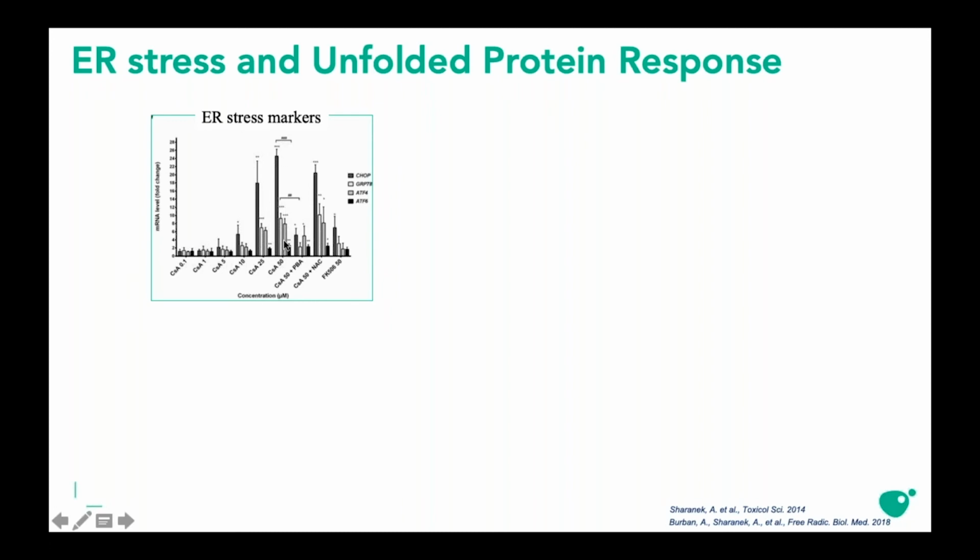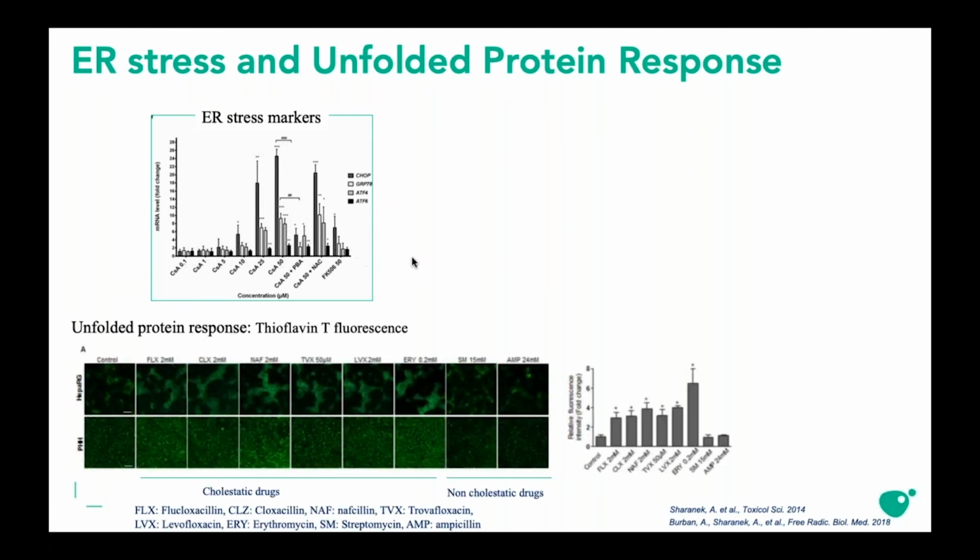The induction of ER stress was also analyzed after antibiotic exposure using thioflavin T dye. An early onset of misfolded protein accumulation was revealed by the enhanced fluorescence of thioflavin T in HepaRG cells and primary human hepatocytes after exposure to cholestatic antibiotics, but not non-hepatotoxic antibiotics.